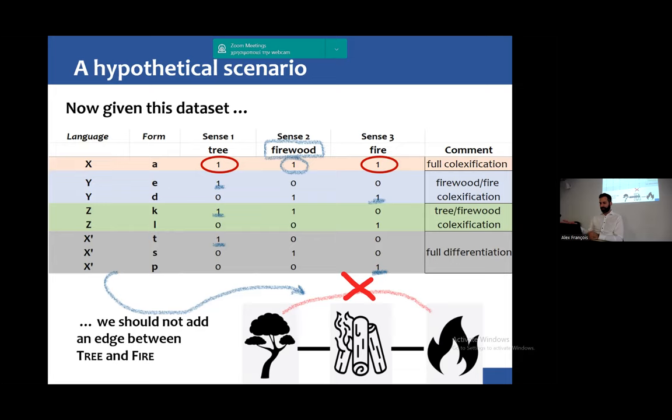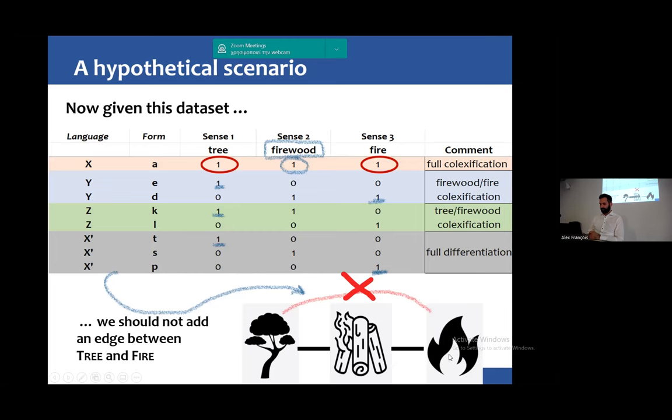But we don't do that because, let me put it that way, when we have here tree and fire, we always have firewood. That's the thing. If you check here for tree and fire, nothing here, only in this case here. So we can remove this edge and still retain the connectivity principle. What do we mean by that? Again, I'll repeat: we can walk from tree to fire without an interruption.